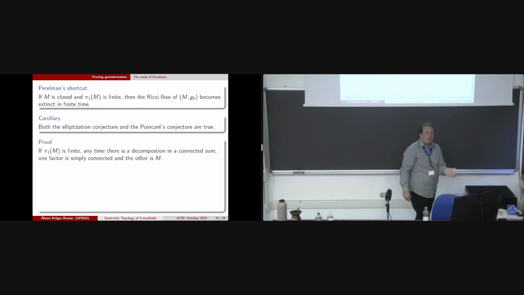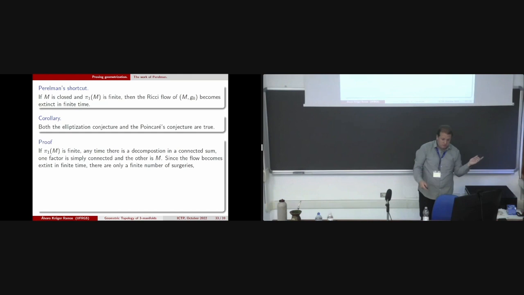If pi 1 is finite, anytime you have a decomposition by a connected sum, you have one piece which is simply connected, and the other piece which carries all the topology. Because if you have a non-trivial connected sum, two non-trivial pi ones, your original pi one will be a free product, will be infinite.